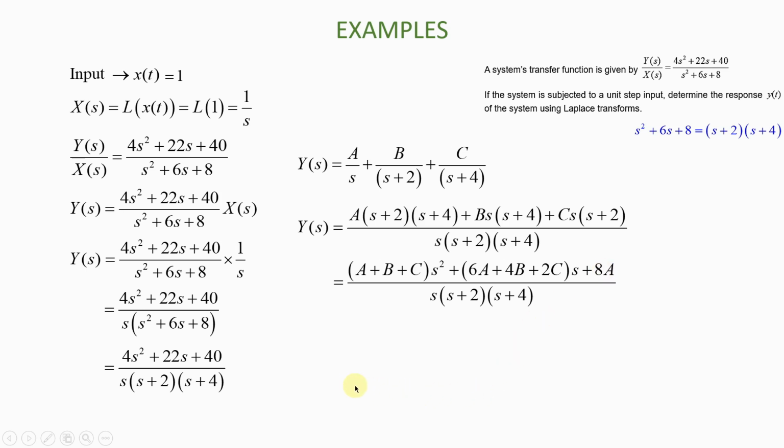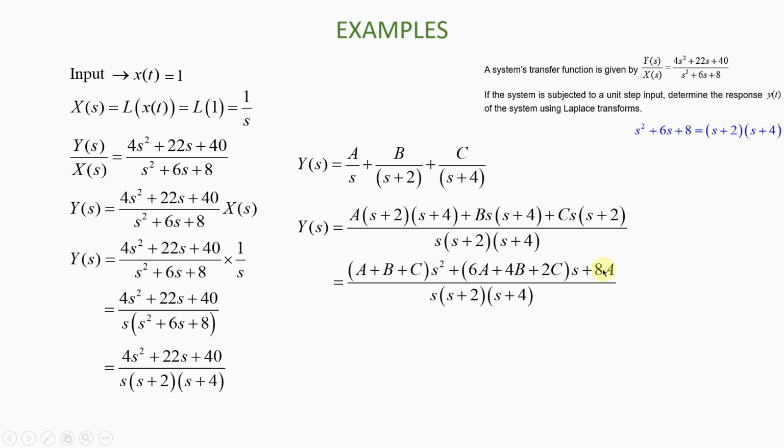And so since this here is equal to that, then we can say that A plus B plus C must be equal to 4 because it's 4s squared. 6A plus 4B plus 2C must be equal to 22.